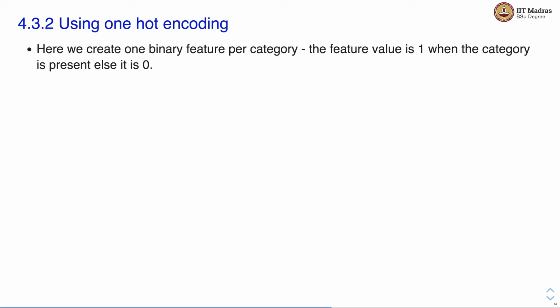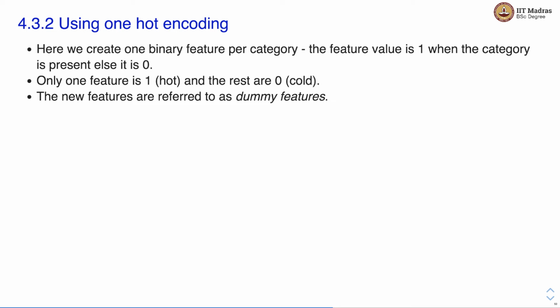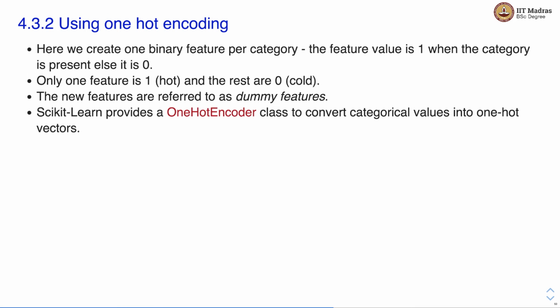In that case, we use one-hot encoding as an option. Here, we create one binary feature per category. The feature value is 1 when the category is present, otherwise it is 0. Only one feature is 1, which is hot, and the rest of them are 0, which is cold. The new features are referred to as dummy features.